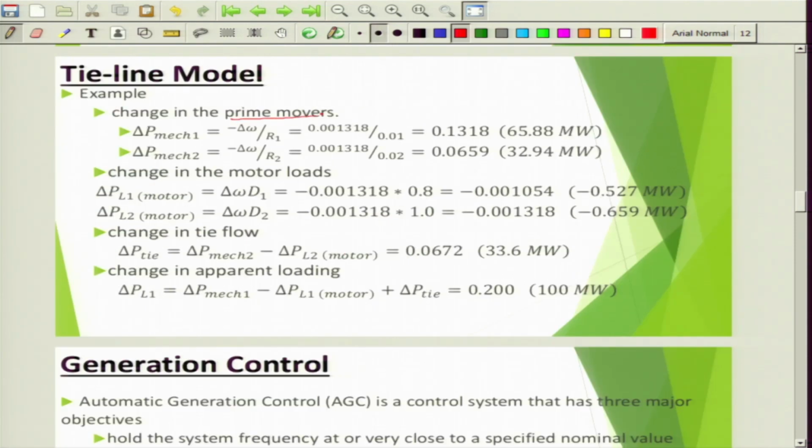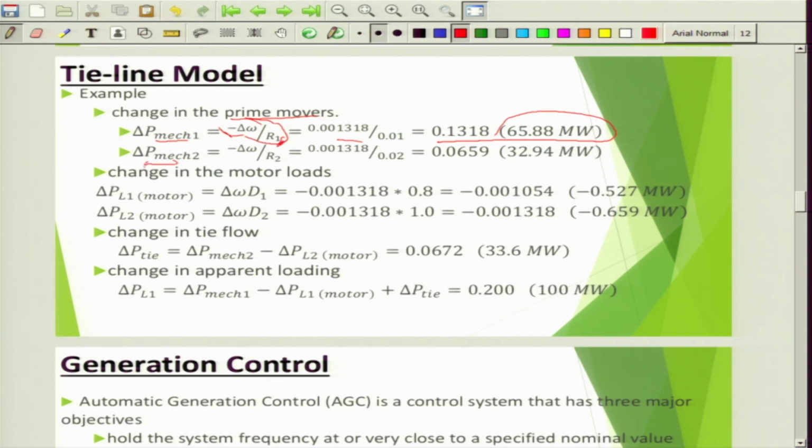So, change in prime movers. Further calculations: what is delta P mechanical 1? Owing to this sort of disturbance of 100 megawatt of new addition in load at network 1, what is the increase in generation at network 1? That is minus delta omega by R1, because this is a change in frequency connected to the droop coefficient. The change in power output always depends upon its droop coefficient, right? And that comes out to be 65.88 megawatt.